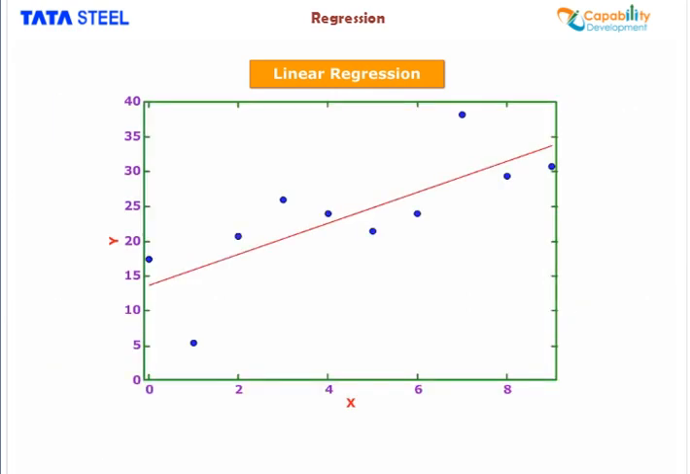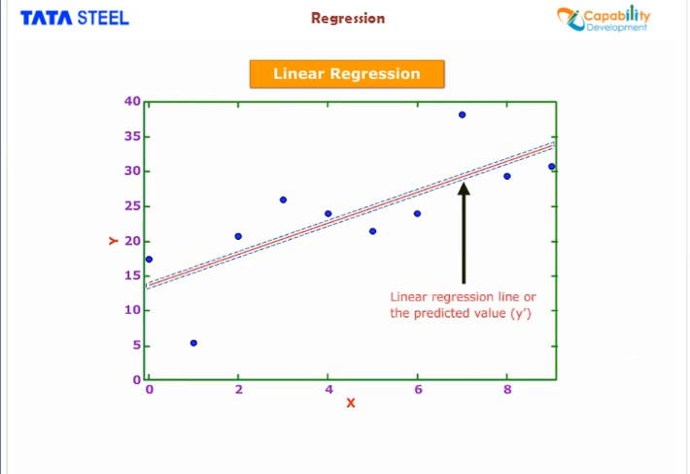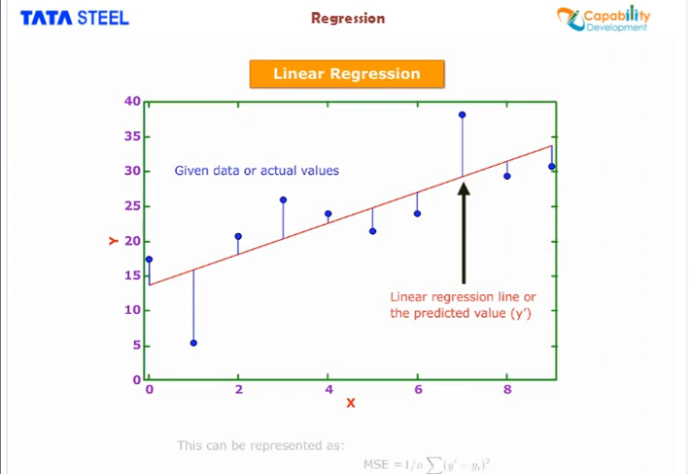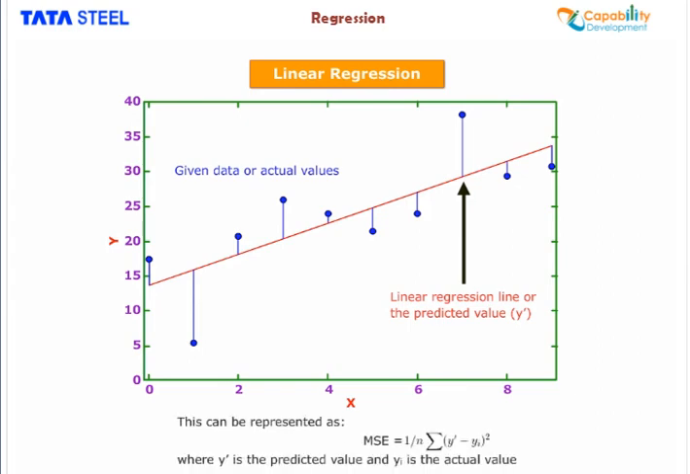Take a look at the given diagram to understand the concept. The red line is the linear regression line or the predicted line y dash. The blue points are the given data or actual values. The average of square of distance from the blue points to the red line must be the minimum value to get the best fit regression line. This can be represented as MSE is equal to 1 by n summation (y dash minus yi) whole square, where y dash is the predicted value and yi is the actual value.